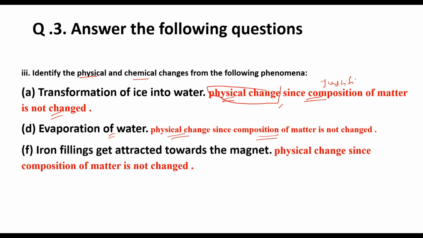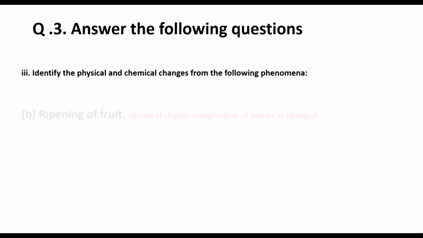And the next is the iron filings getting attracted towards the magnet. This is also a physical change, and the reason remains the same. That's why all are collected together, physical changes together. And the next 3 are about the chemical changes.